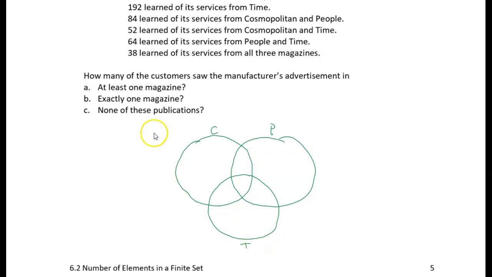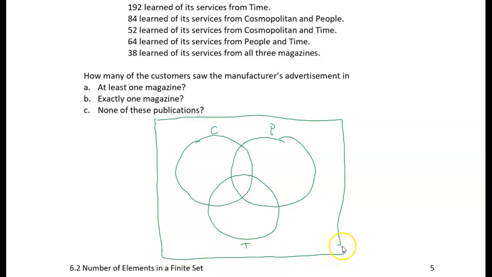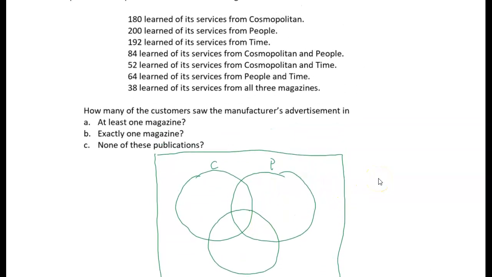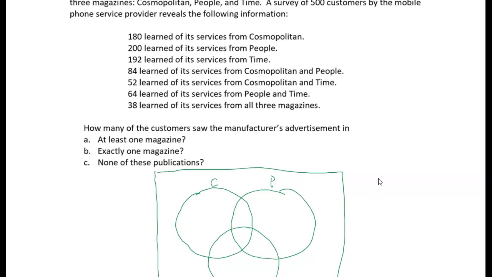All right, and I'm going to draw a box around the whole thing to represent all of the people who were surveyed. So that's our universal set. And let's just start putting the numbers on the diagram. Okay, so what do they tell us? Let's scroll back up so we can see a little bit more.